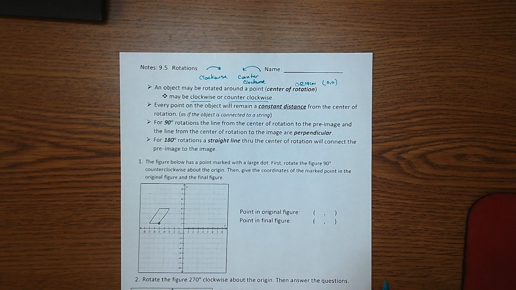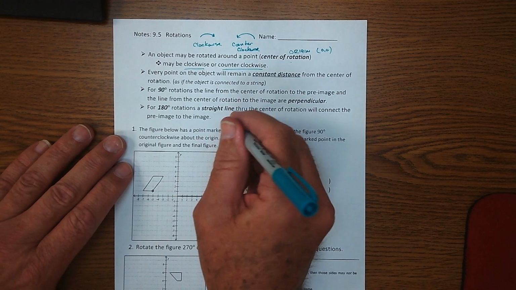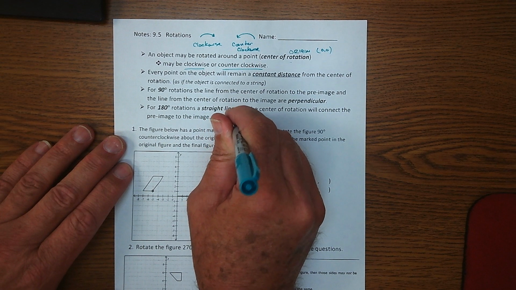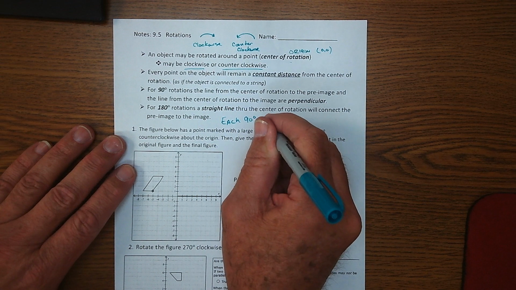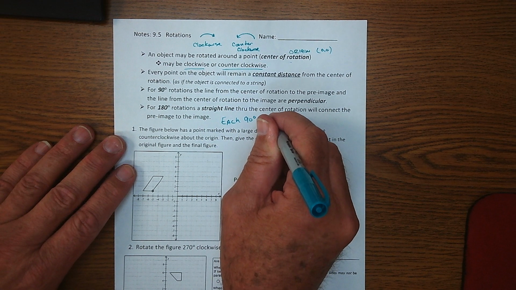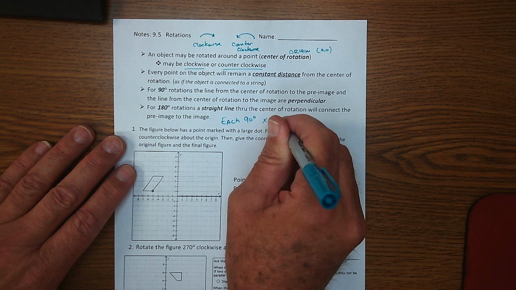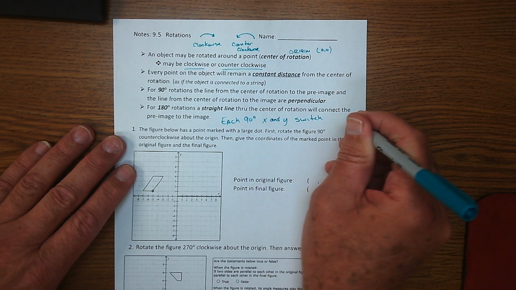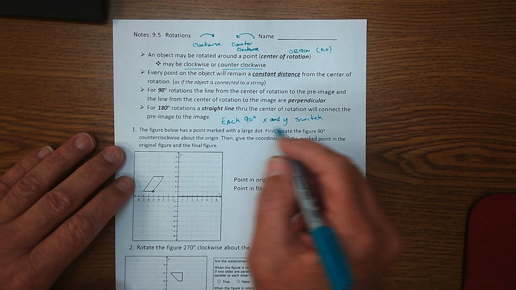Now, some other things we've got to know is this. For each time we go 90 degrees, each 90-degree rotation, X and Y switch. I'll show you what I mean in just a minute. But remember, this is a very important rule here.